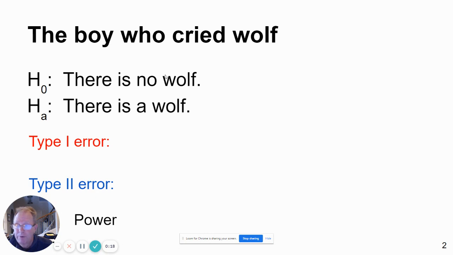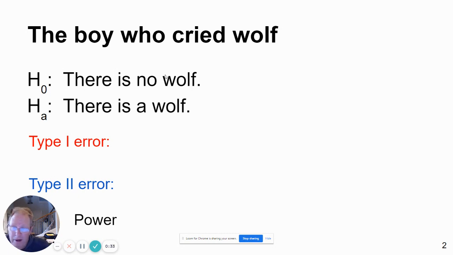First thing I want to do is review with you the type 1 error and the type 2 error, in the context of the boy who cried wolf. You might remember this as one of Aesop's fables. Let's say that the null hypothesis is that there is no wolf. The alternative is that there is a wolf.